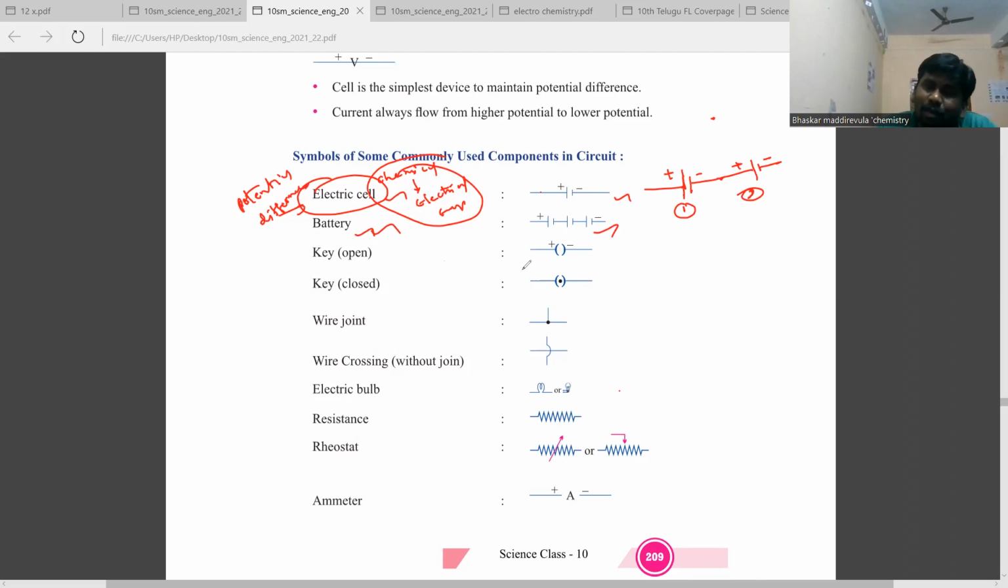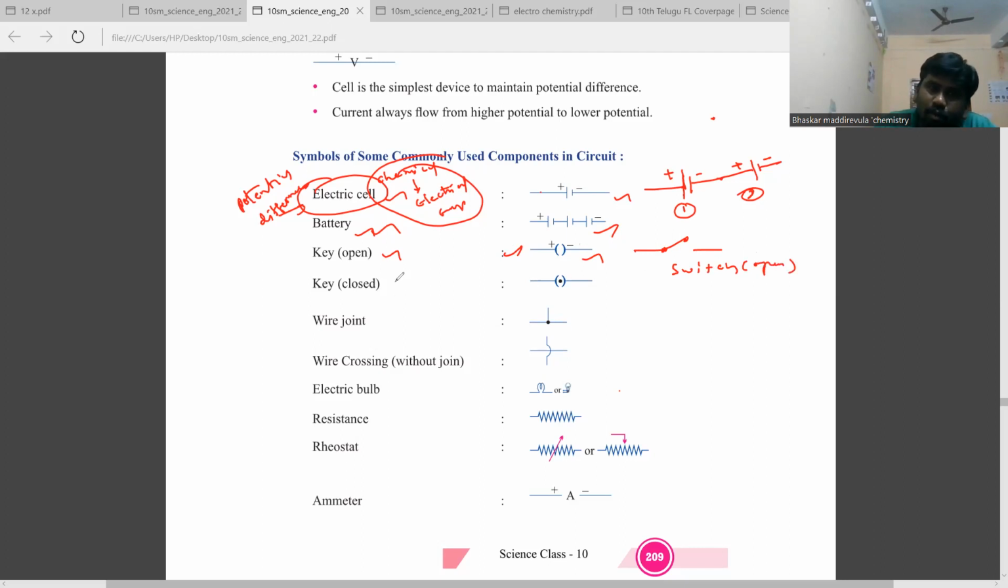Next important electric component is the key. The open key symbol. We have another key also, the plug key. The open key also has one more symbol: the switch. Mostly this symbol only we use in physics. This is an open switch. The switch is open.